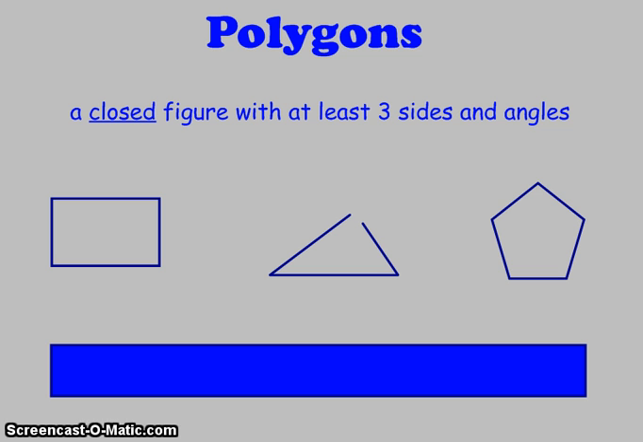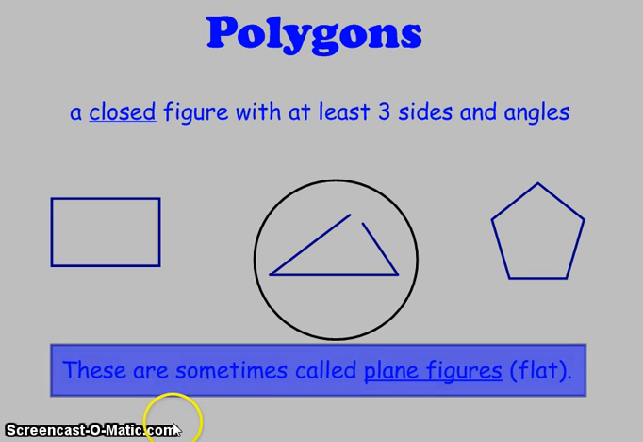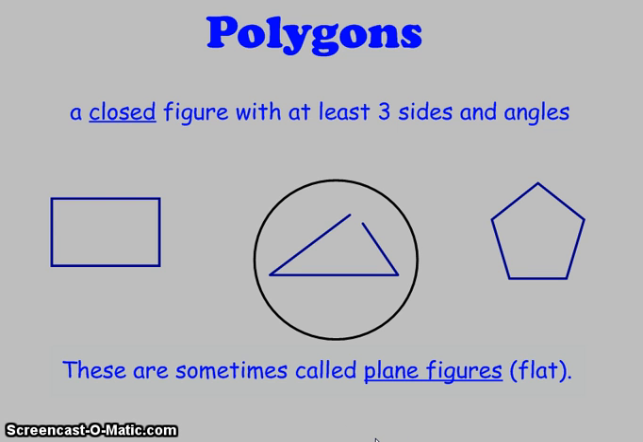First, we'll talk about polygons. A polygon is a closed figure with at least 3 sides and 3 angles. If you look at these 3 pictures here, one is not a polygon and 2 are. Can you guess which one's not the polygon? That's right. This one is not a polygon. It's not closed. A polygon must be closed. Polygons are sometimes called plane figures. Think about a plane figure as flat.